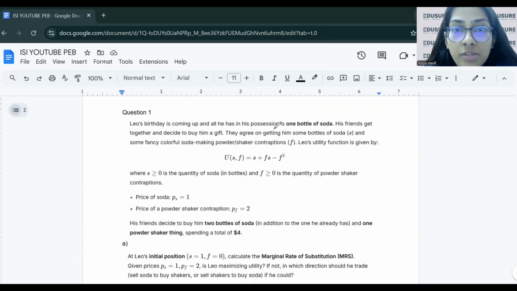So, Leo's birthday is coming up, and all he has in his possession is one bottle of soda. Okay, his friends get together and decide to buy him a gift. They agree on getting him some bottles of soda and some fancy, colorful soda-making powder or shaker contraptions, which is F. Leo's utility function is given by this.